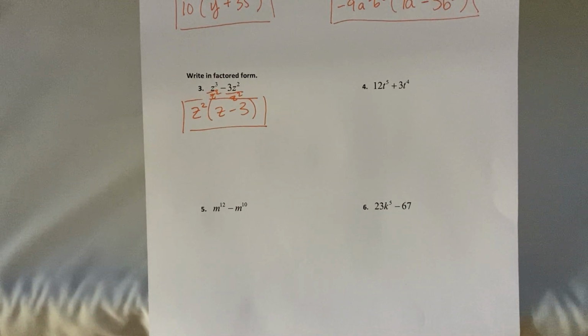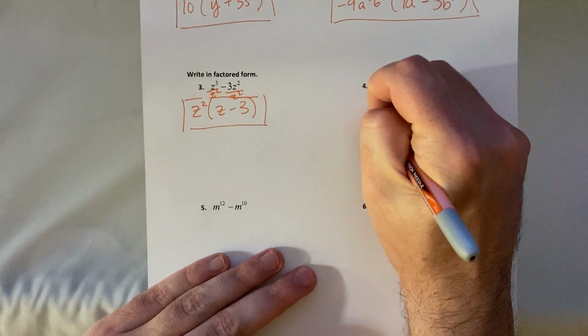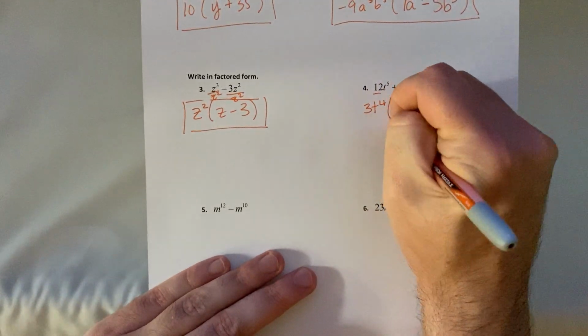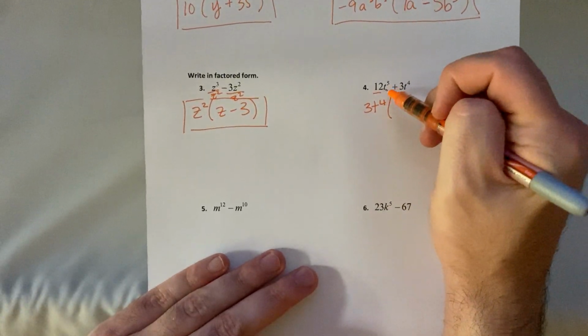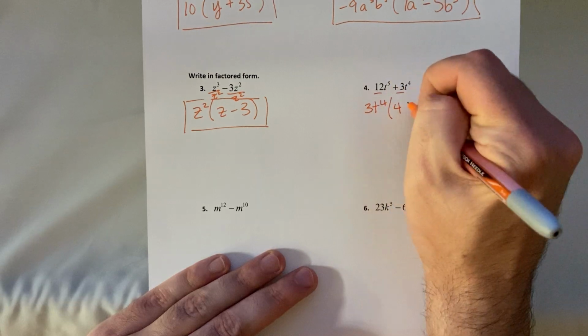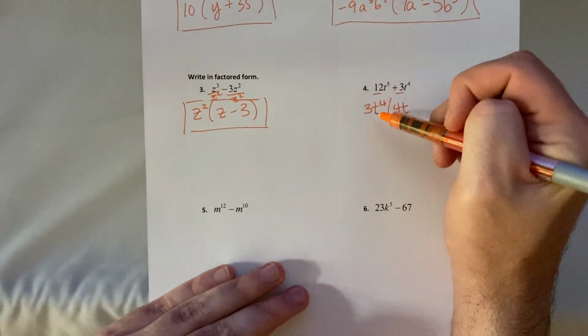12t to the 5th plus 3t to the 4th. They share a 3 from the coefficients. Looks like a t to the 4th. Now, if I divide 3t to the 4th, 12 divided by 3 is 4. T to the 5th divided by t to the 4th is t. So 3t to the 4th divided by 3t to the 4th.